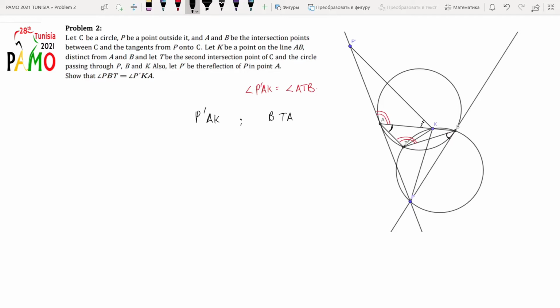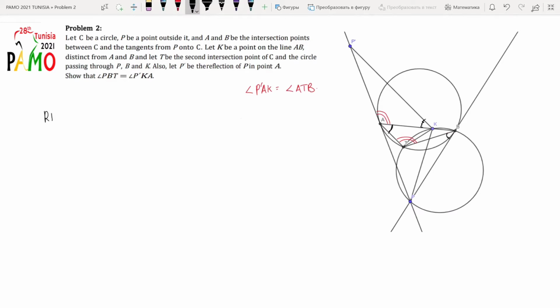So if we can turn the question around and try to show that these two triangles are similar, that is P prime AK and ATB, then all the angles match up. That would mean we show that this angle is equal to this angle, and because the angle between the tangent and chord is equal to this angle here, we will get the angle condition in our question. So we can turn this question around to showing that these two triangles are similar. That is the way we will approach this question.